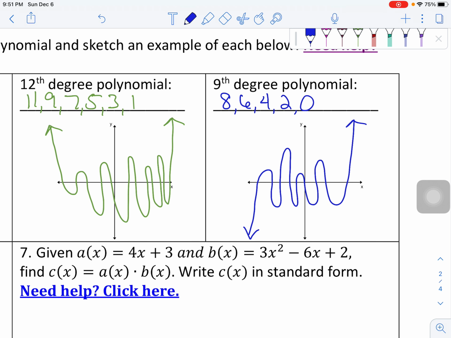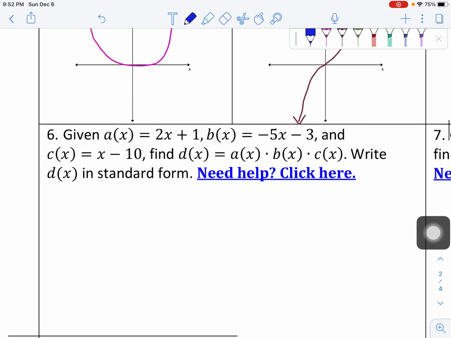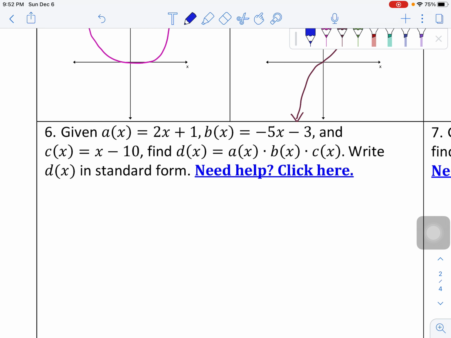But again, there's other ways to draw these functions. Just make sure you understand if it's an even degree function, your end behavior needs to match, whether they're both going up or both down. An odd degree function, the end behavior is mismatched. So this is going to positive infinity, this is going to negative infinity.